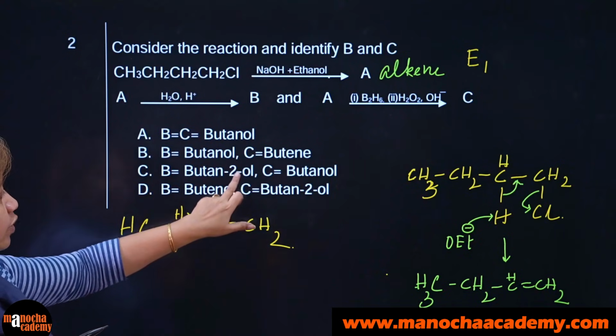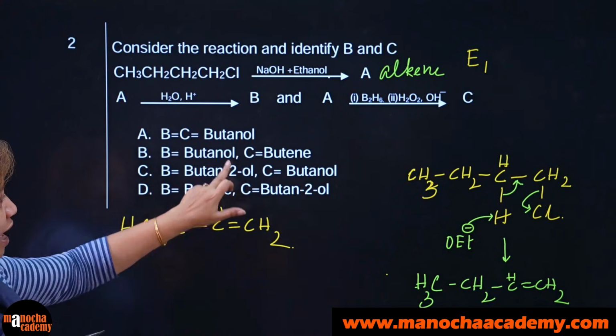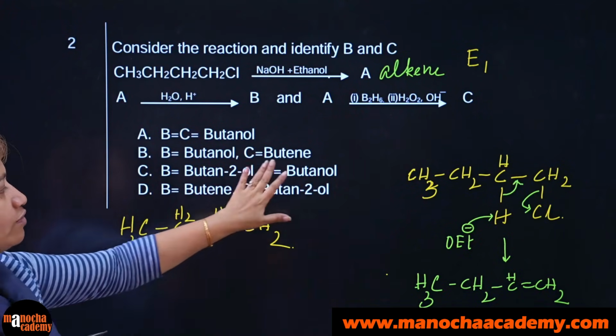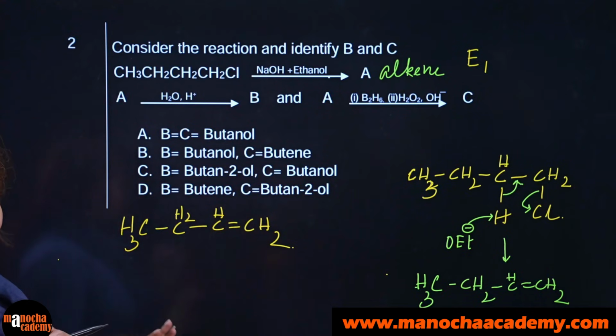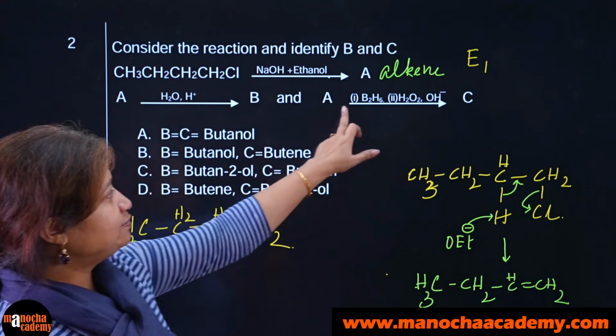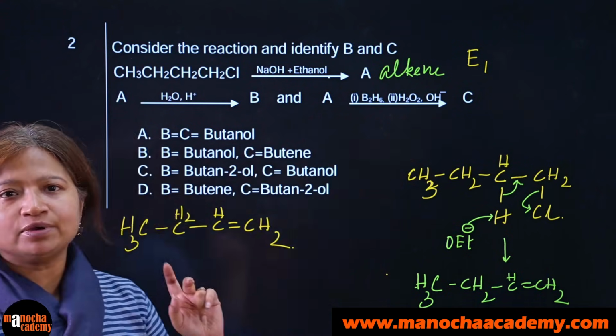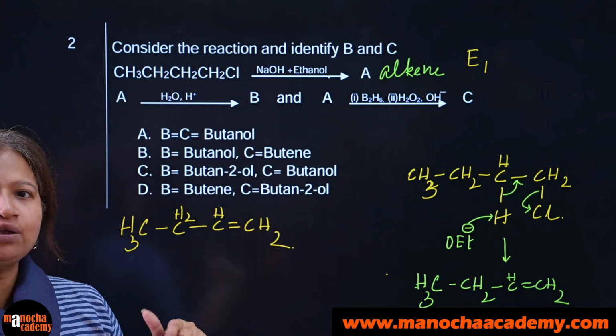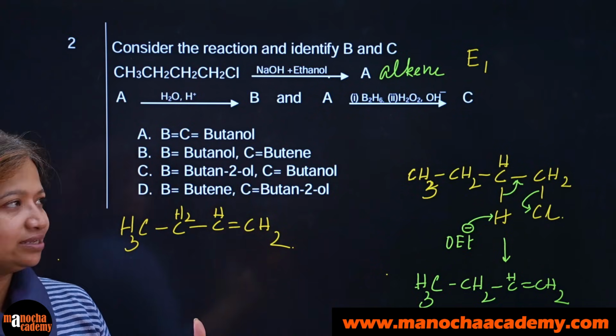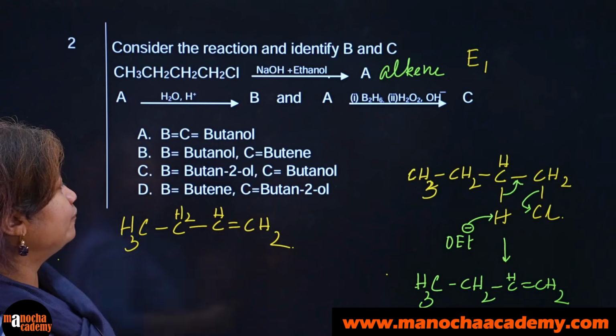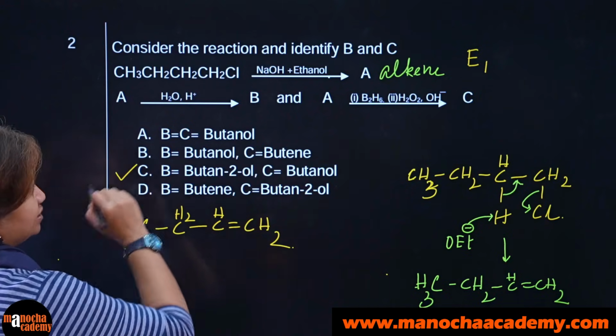So B should be butan-2-ol, which we have only in one option. So we don't have to look at the other options, but still we'll look. And this is B2H6 conditions, which means anti-Markovnikov product we get, where butan-1-ol is the product, isn't it? So naturally we choose option C as the correct answer.